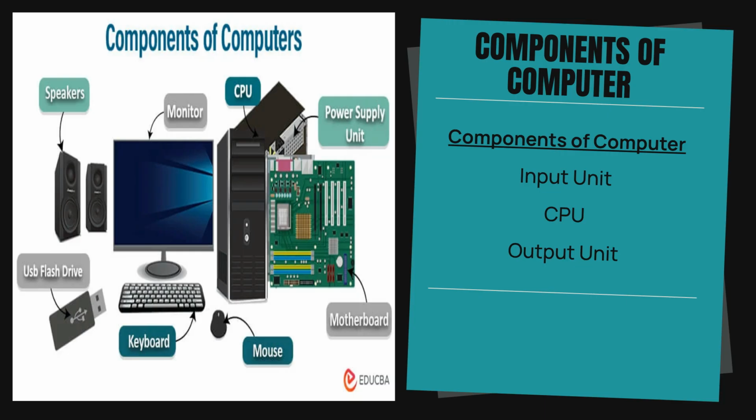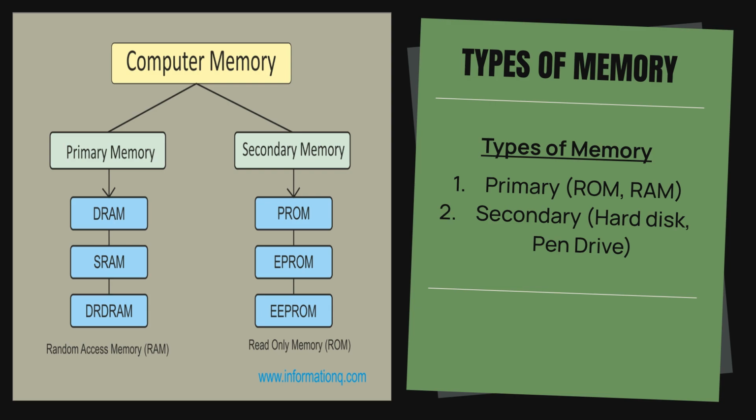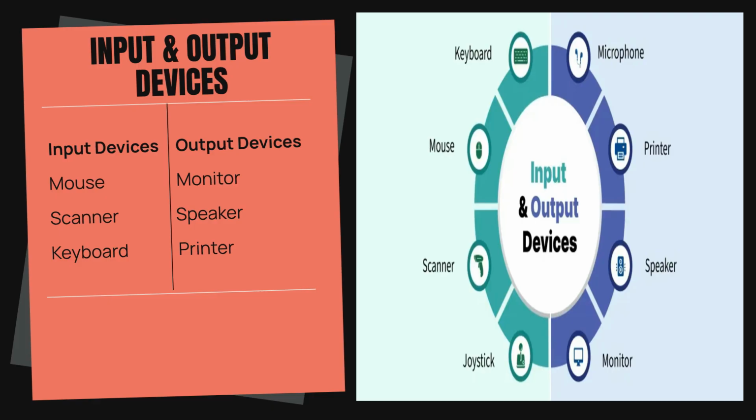The main components of a computer are the input unit, the central processing unit, or CPU, and the output unit. Computer memory is divided into primary memory, like ROM and RAM, and secondary memory, which includes hard disks and pen drives. Input devices include the mouse, scanner, and keyboard. Output devices include the monitor, speaker, and printer.